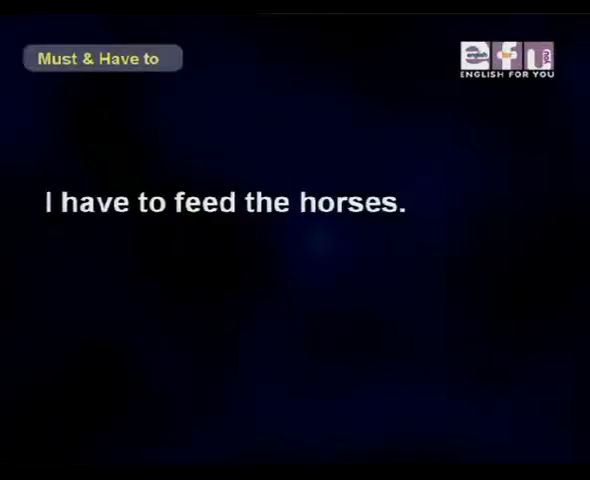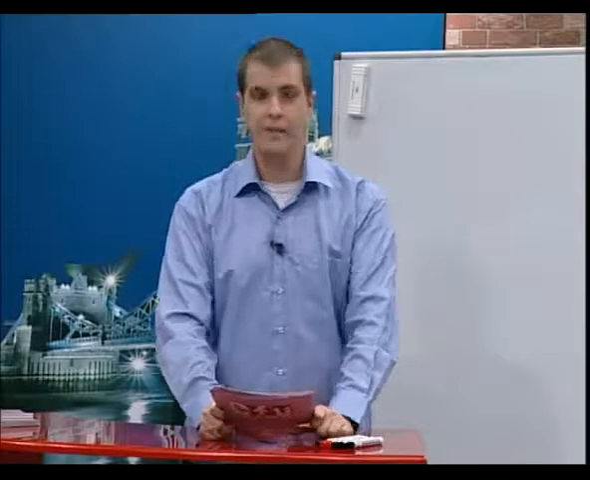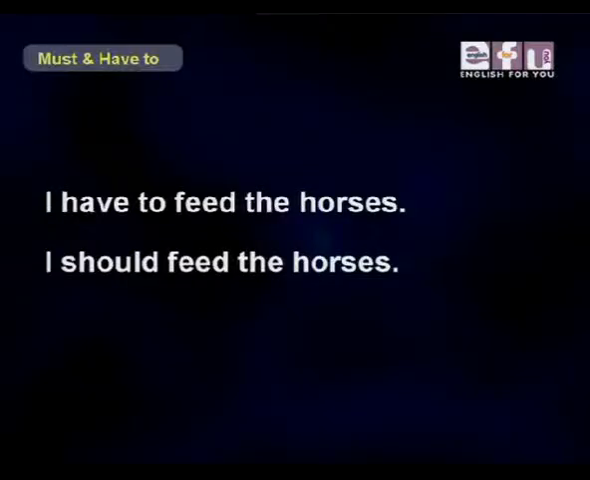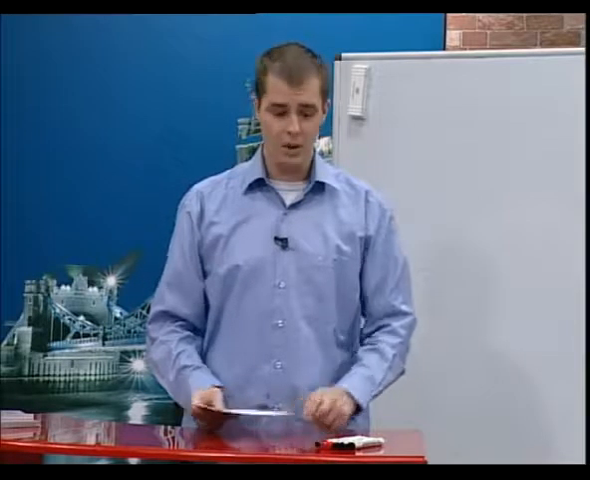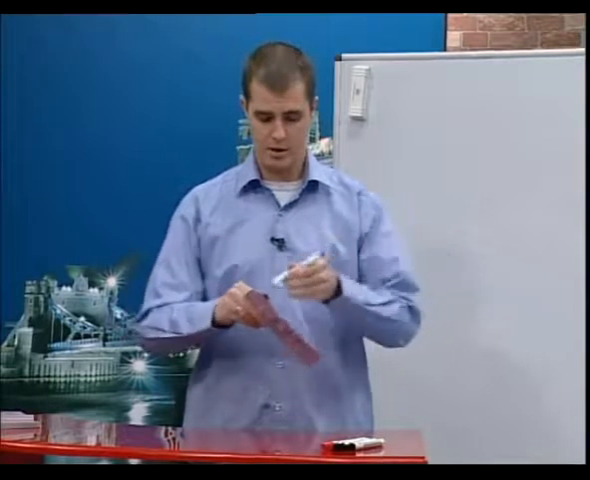Okay, must, have to, and should have different meanings. I have to feed the horses means that feeding the horses is very important. I have no choice. I should feed the horses. This means that feeding the horses is a good idea, but I don't have to feed the horses. I have a choice. We can begin questions with must or mustn't.